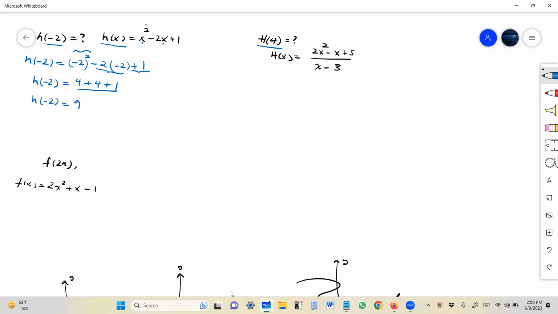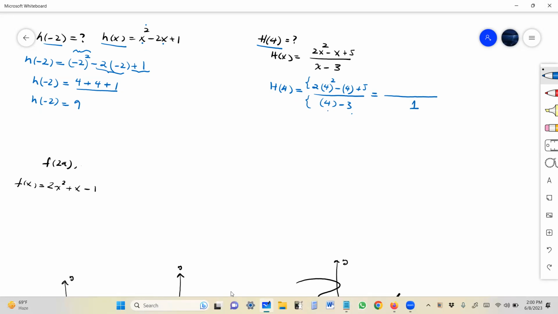I need to evaluate capital H at 4. So wherever I have x, I am going to replace it with 4 in parentheses. So 2 times parentheses 4 squared minus 4 plus 5 over 4 minus 3. Okay, so now we have a situation where we have a numerator and denominator. So we have to work on the numerator and denominator separately. It doesn't matter which order you do them. I'm going to do the denominator first because it's easy. So 4 minus 3 is 1.